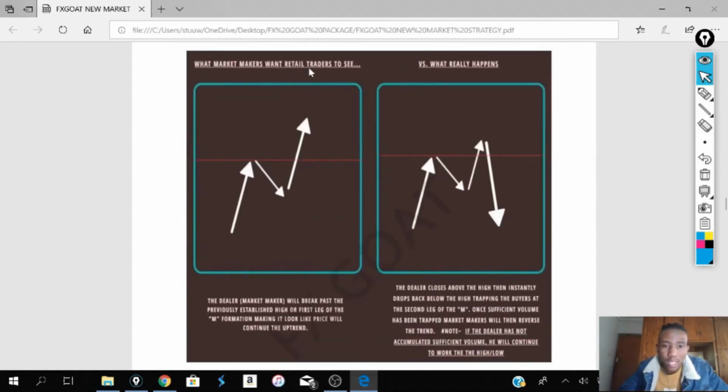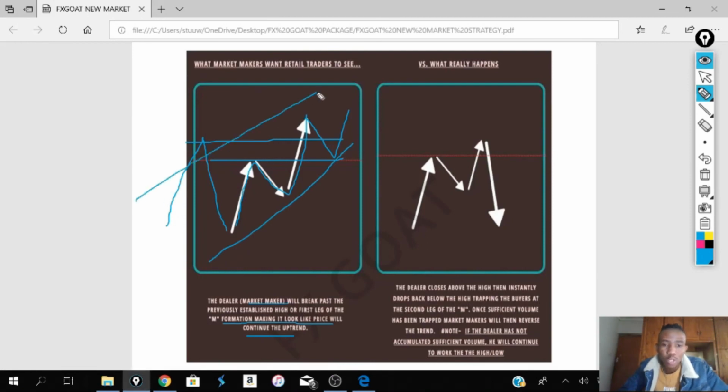What do market makers want retailers to see? You see, they always want you to see what? A breakage of your resistance, to think this is an overall buy. And then the dealer, the market maker, will break past the previous established high. Let's say maybe we had a high here. It will break past this high, also creating an impression to make it look like the price will continue an uptrend. Like we say right here, you would think it's a continuation of an uptrend.